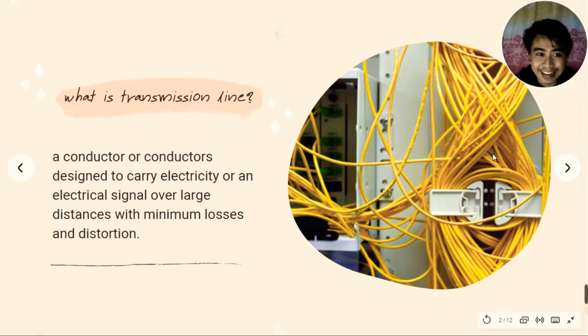So what is a transmission line? A transmission line is a conductor or conductors designed to carry electricity or an electrical signal over large distances with minimum losses and distortion. So transmission lines can be your LAN cables or Ethernet cables connected to your laptops or computers. It can be your antennas connected to your TVs, of course your antenna up on your rooftops, and many more, as long as it carries your electricity or your electrical signals.